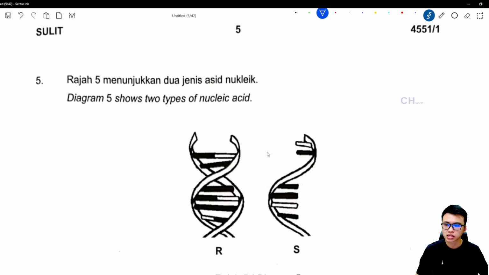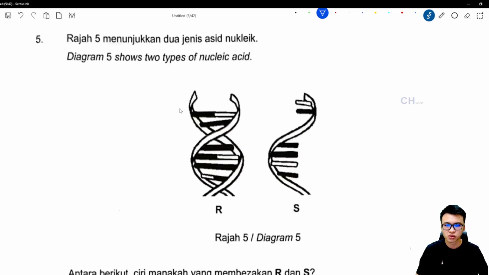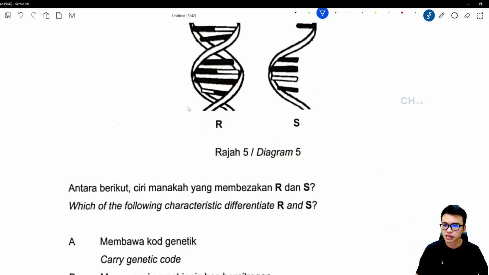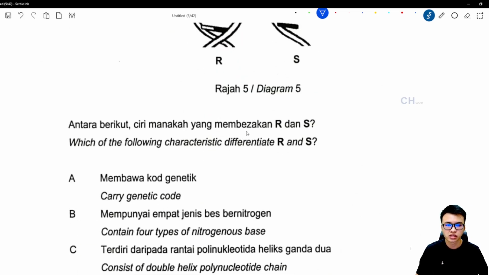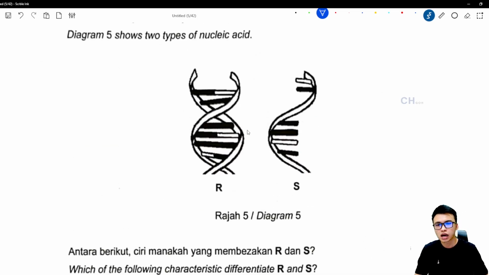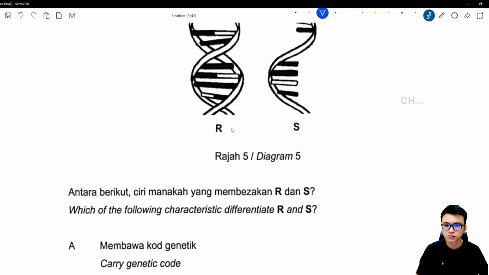Alright, so let's look at question 5 here. Diagram 5 shows 2 types of nucleic acid, R and S. Which of the following characteristics differentiate R and S? R is the DNA. S is the RNA. How do I know? I look at the strands. Here we have 2 strands, double-stranded, so R is confirmed to be the DNA. S must be the RNA because it is single-stranded.